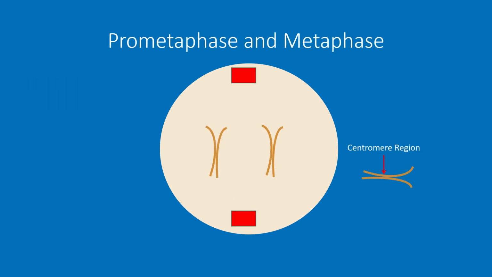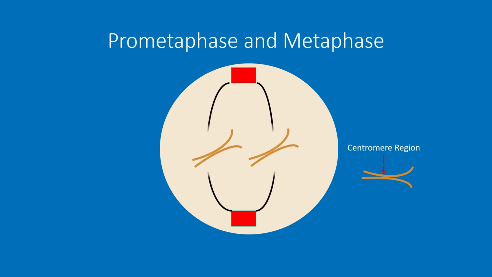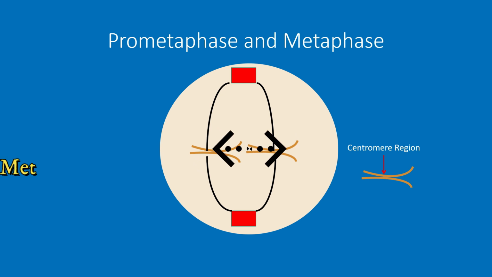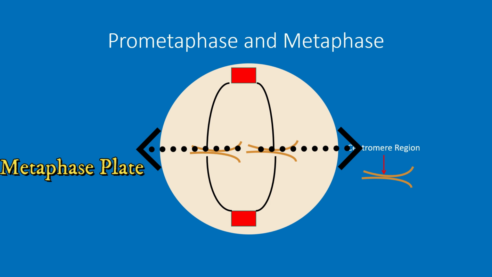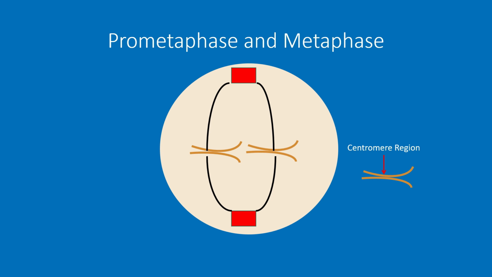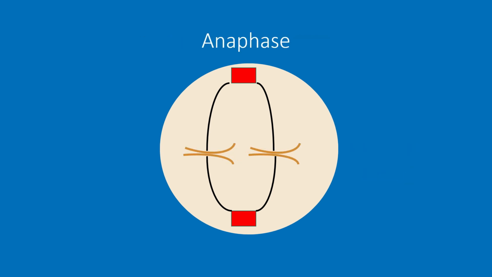During prometaphase and metaphase, the formation of the mitotic spindle is complete. Motor proteins on the kinetochore microtubules pull each chromosome in opposite directions, causing the chromosomes to line up in the middle of the cell. The imaginary plane formed by this is called the metaphase plate. At the end of metaphase, karyokinesis ends and cytokinesis begins, which then leads us to anaphase.